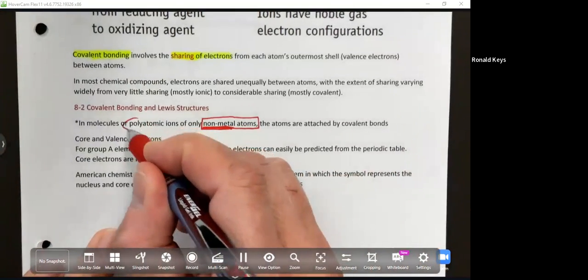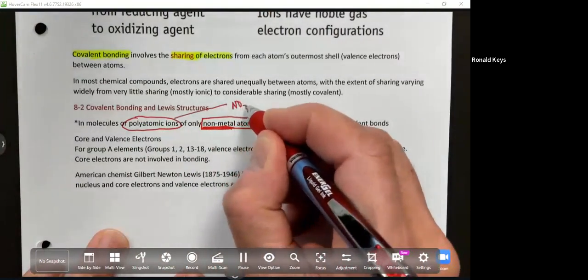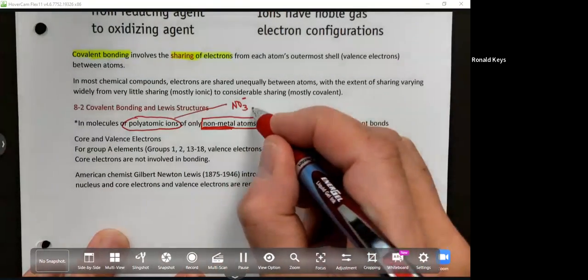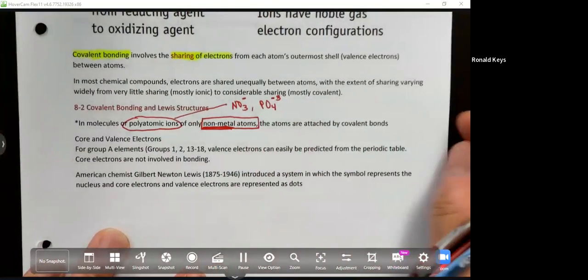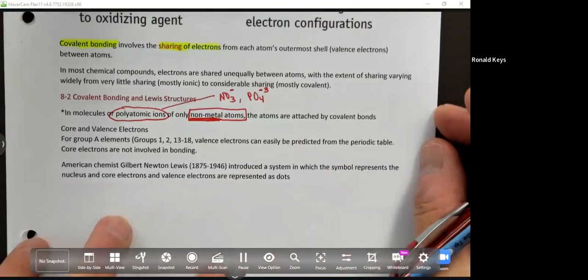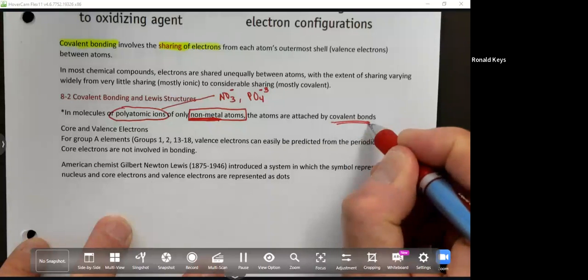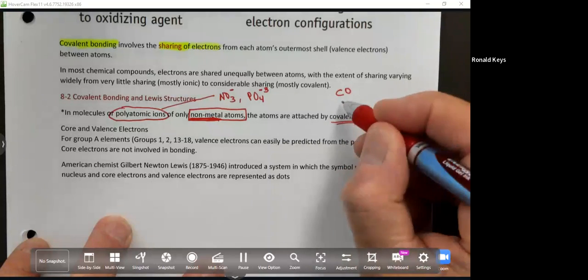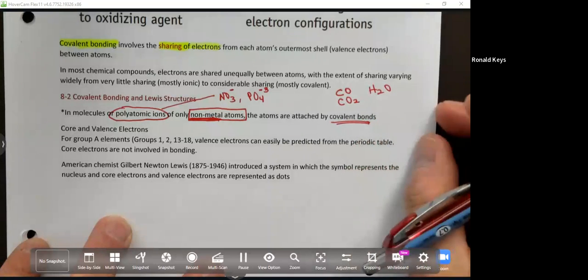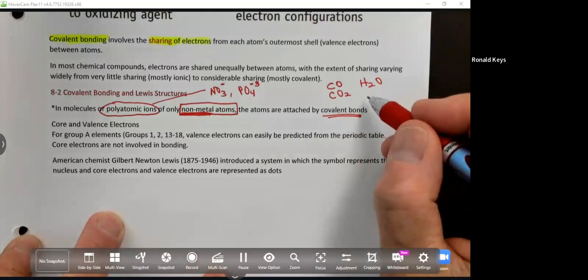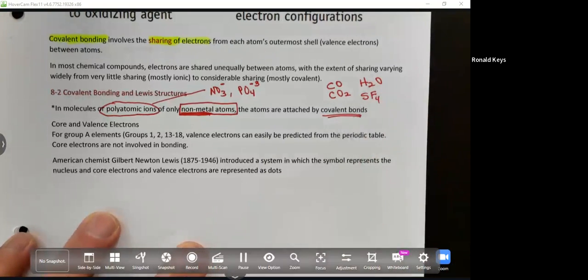So for this, polyatomic ions, NO3 minus, or -3. Covalent bonded non-metals, think carbon monoxide, carbon dioxide, water. All non-metals.